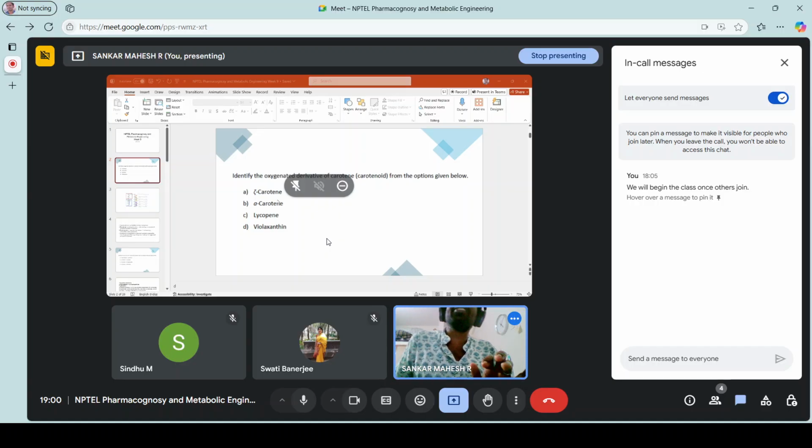Also, in carotenoids, you have two classifications: carotenes and xanthophylls. While carotenes have only carbons and hydrogen, xanthophylls, in addition to carbons and hydrogens, have oxygen as well. So, which of these has an oxygen? That's the question.